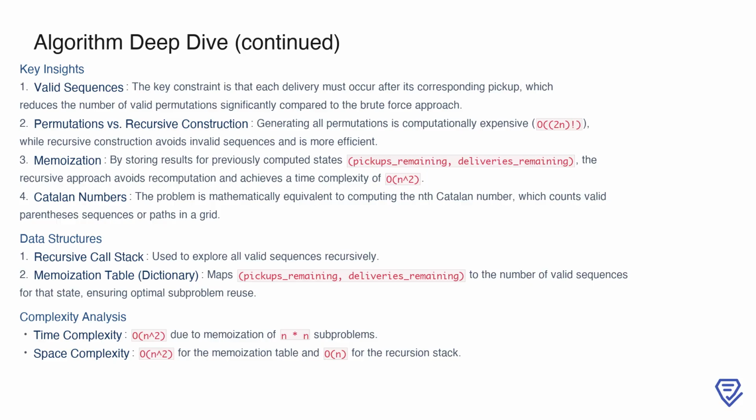Data structures such as the recursive call stack and a memoization table are crucial for implementing this approach. The call stack helps explore sequences step by step, while the memoization table stores intermediate results for optimal reuse. The resulting time complexity is O(n²) due to memoization, and the space complexity is also O(n²) for the table, with an additional O(n) for the recursion stack depth.